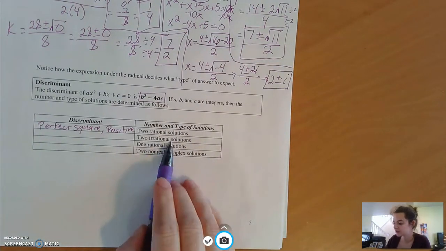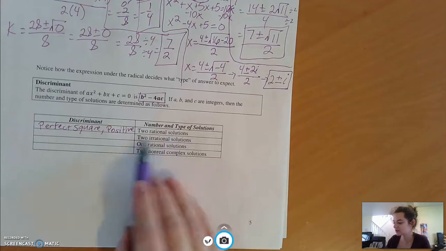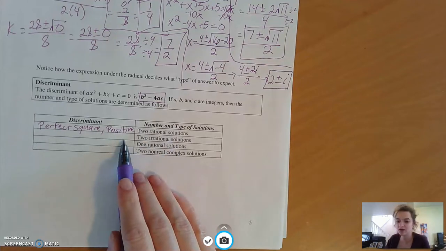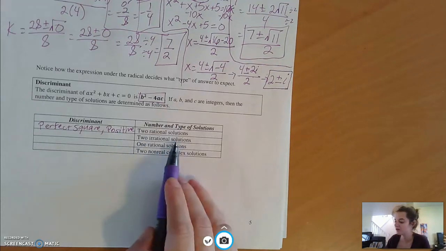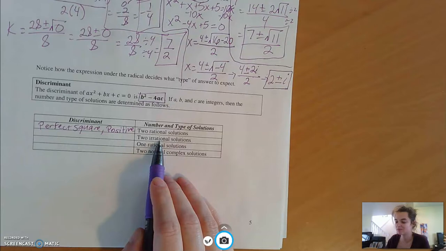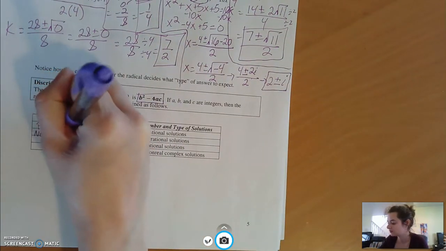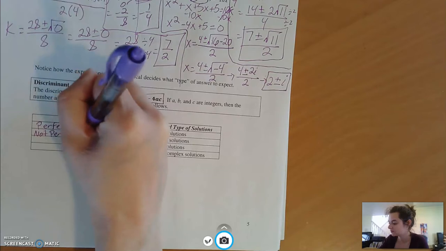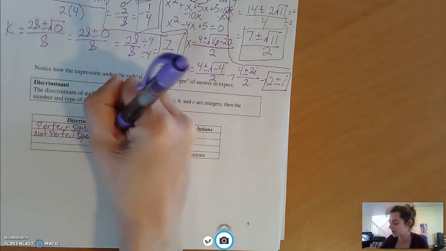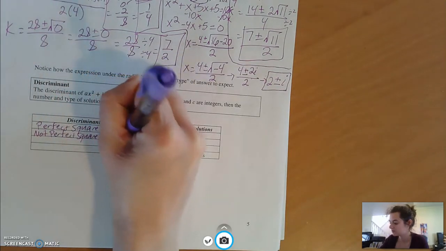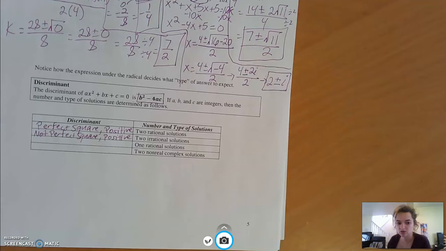For two irrational solutions, what that means is that it's positive again, so I don't have imaginary solutions, but it wasn't a perfect square this time. So not a perfect square, but it's still positive. That will give you two irrational solutions.